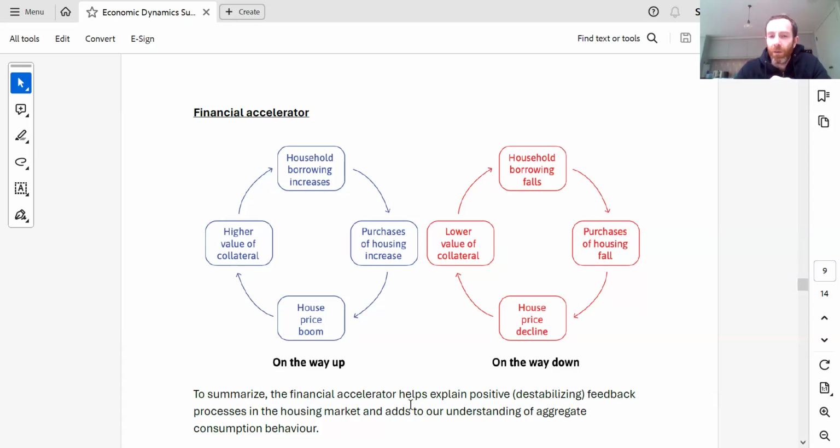And we use the term accelerator because you can see that the increase in the house price, that shock, pushes up collateral, or if there's a negative shock, pushes down the value of collateral. And then we move further and further and further away from that original unstable equilibrium. So we accelerate away from it. And the key reason being the houses can be seen as collateral.